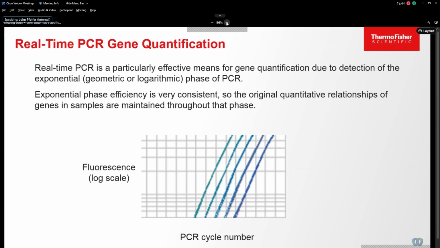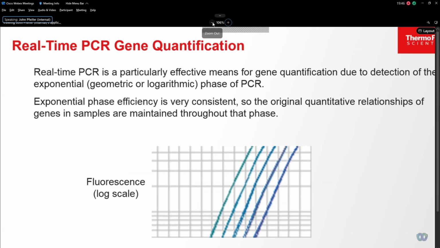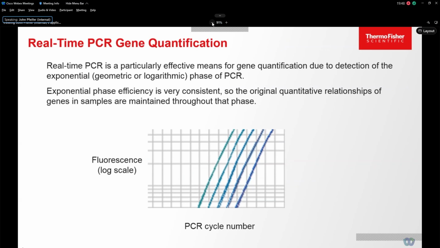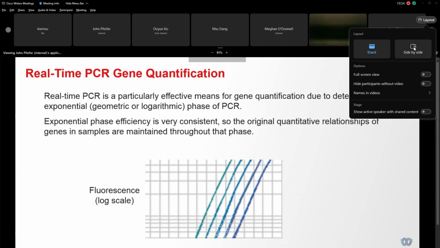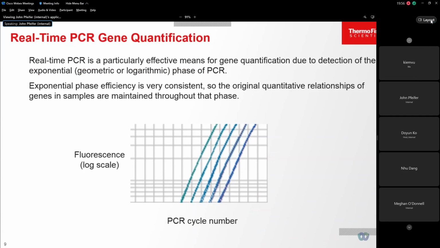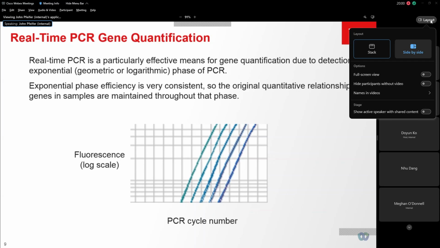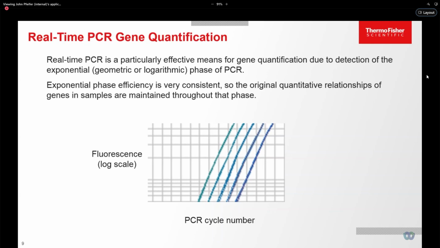Real-time PCR is particularly effective for gene quantification due to the ability to detect the exponential, or if you prefer, geometric or logarithmic phase of PCR. Exponential phase efficiency is very consistent, so the original quantitative relationships of genes across samples are maintained throughout that phase.